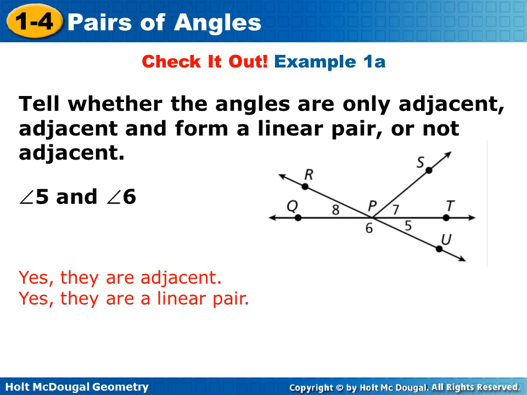How about in this picture? We have angle 5 and angle 6. They are next to each other, they share the ray PU, and they do form line QT, so they are adjacent and a linear pair.